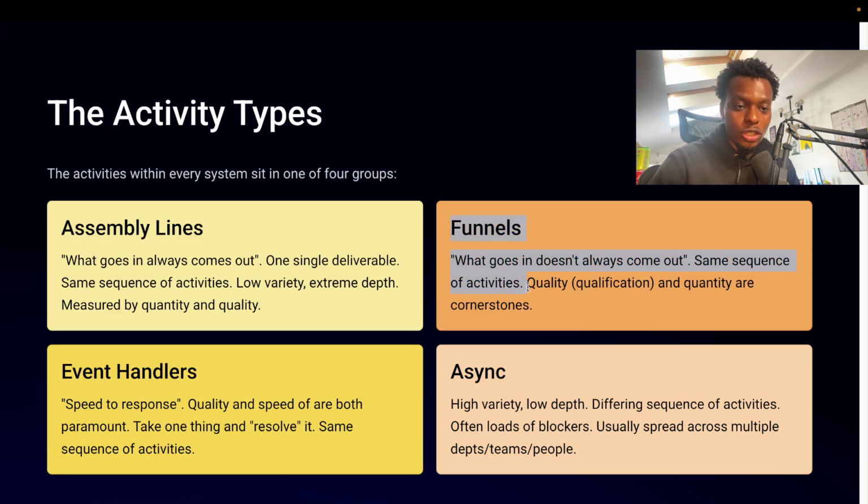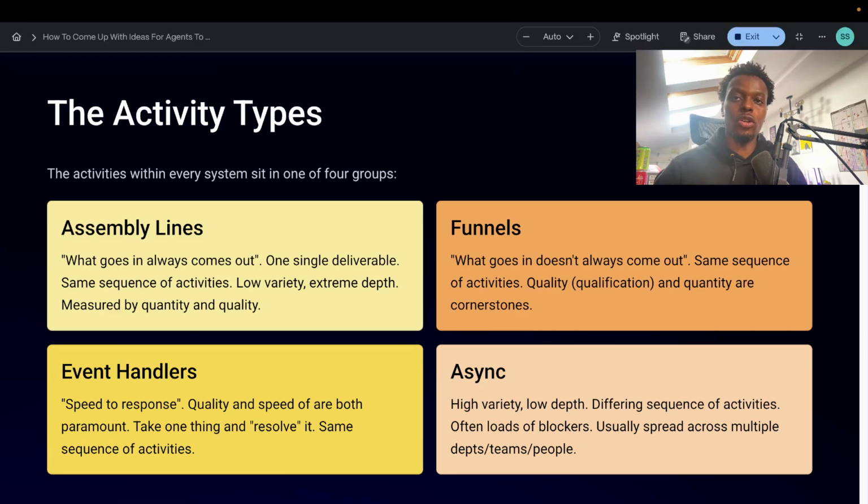Then there's funnels, which is what goes in doesn't always come out. Same sequence of activities, i.e. we start with an opt-in and we end with a close, but not everybody that opts in will close. There are going to be different stages where there's drop-off. So quality, which is qualification, and quantity are the cornerstones of a good funnel.